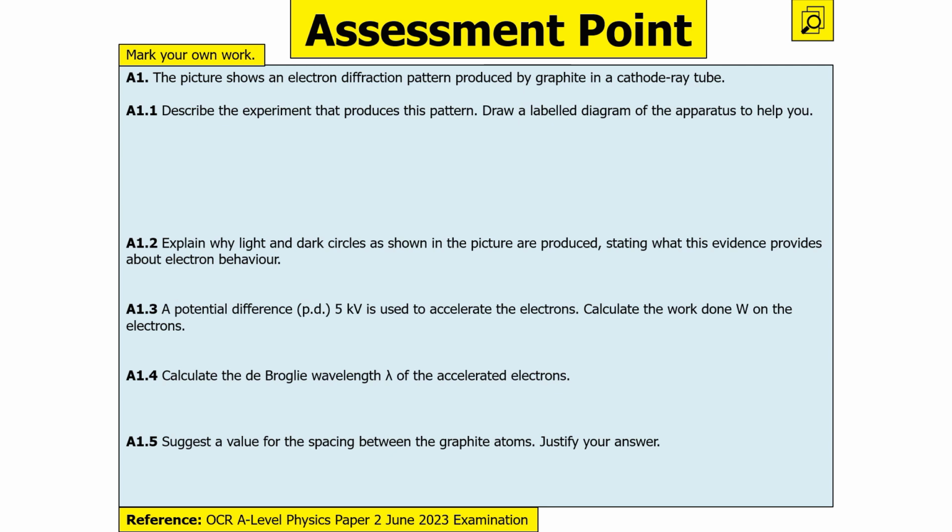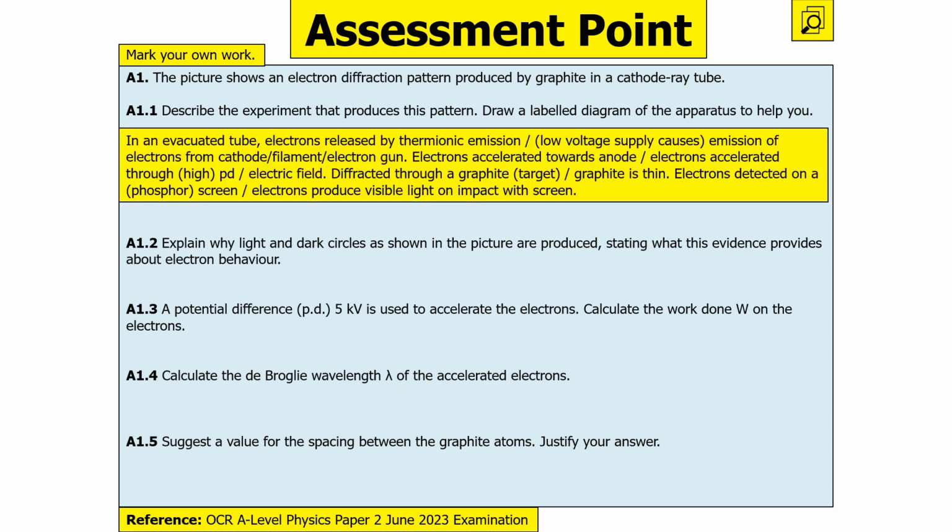Right, in this first one, how would you do this experiment? Well, you need to be able to get electrons to the graphite. So you'd have an evacuated tube where there's no air, and the electrons are released by thermionic emission, so you heat up the surface to release electrons by ionization. We then put them in an area where they will accelerate, so you go through a potential difference, so they're accelerated towards an anode by an electrical field.